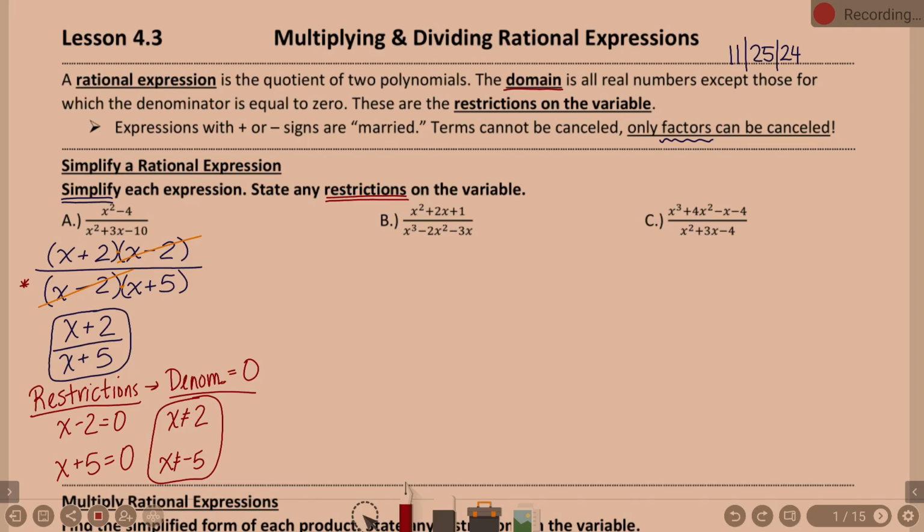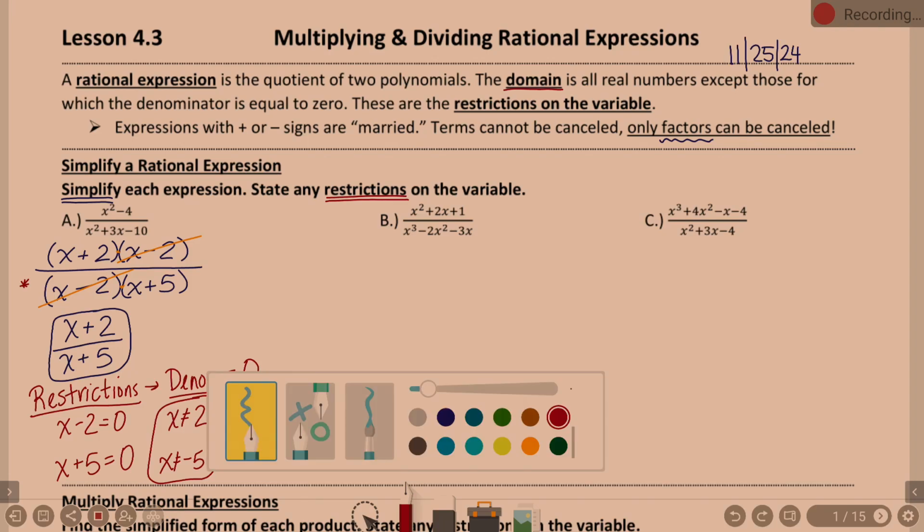Okay. Questions I can answer at this point? Shall we try the next one? Okay. B. x squared plus 2x plus 1 over x cubed minus 2x squared minus 3x. Thoughts about simplifying this?